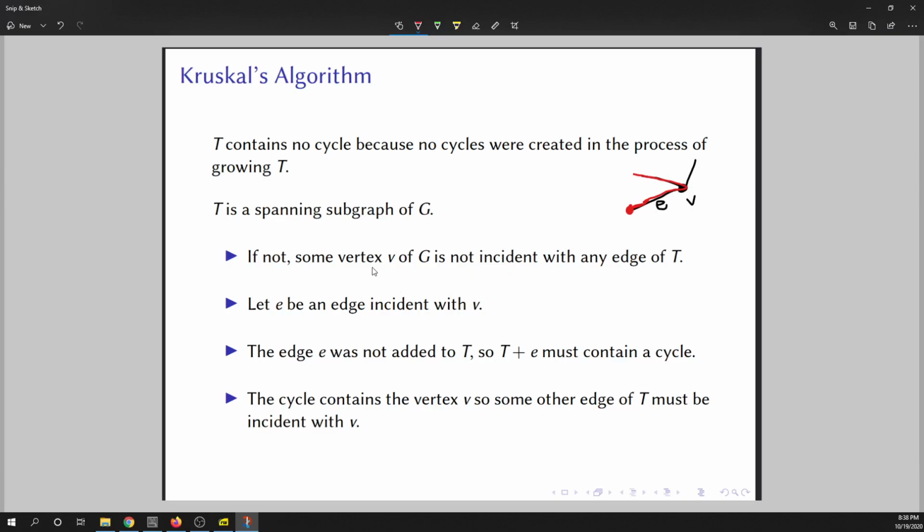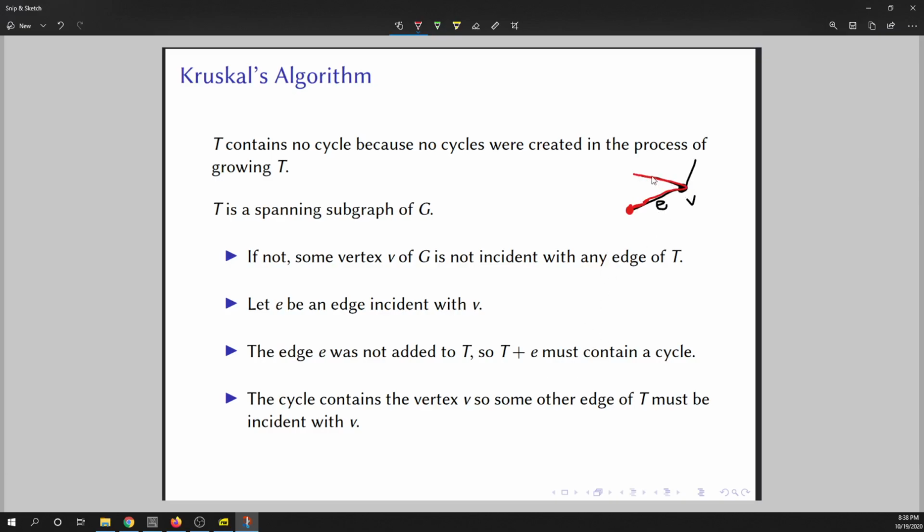Because if V is not in the graph T, that means V is not incident with any edge that's in T, but it had to be, because of this argument right here.